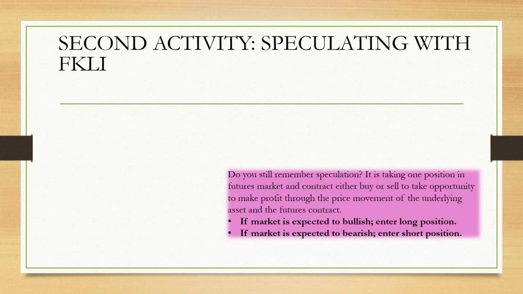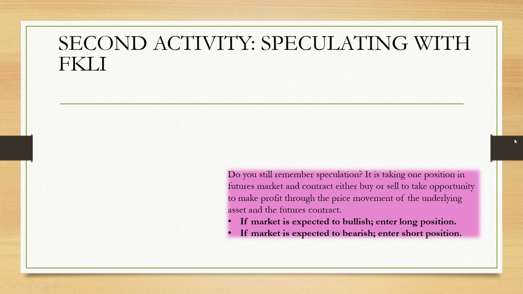So do you still remember what is speculation? I taught you in FCPO one and a half months ago. Alright, it is taking one position in the futures market or futures contract. Either you buy or you sell to take the opportunity to make profit through the price movement of the underlying asset and the futures contract. Why did I mention underlying asset? Because the price of a futures contract is actually based on the price of the underlying asset. You still remember FCPO? The price of FCPO is positively related to the price of real CPO.